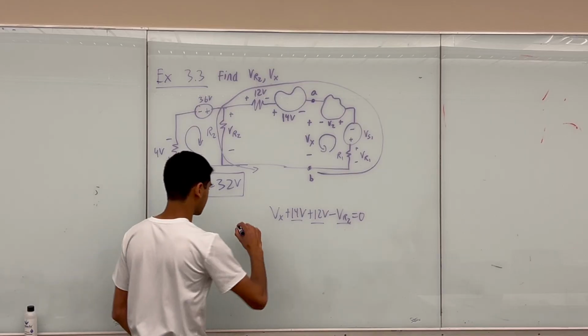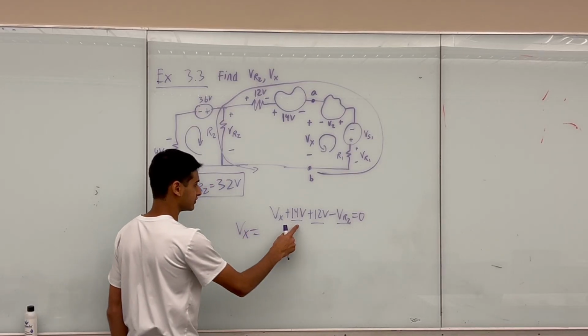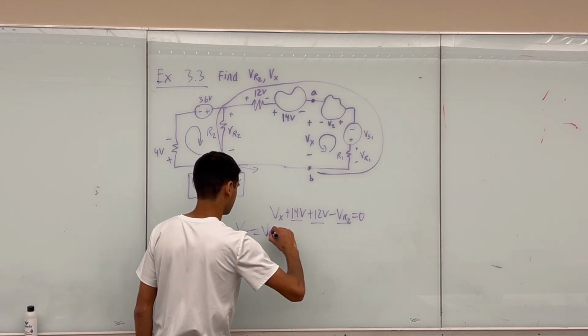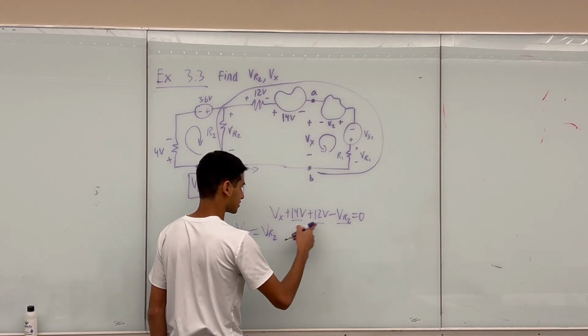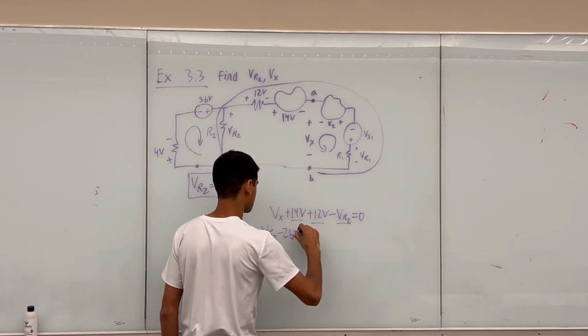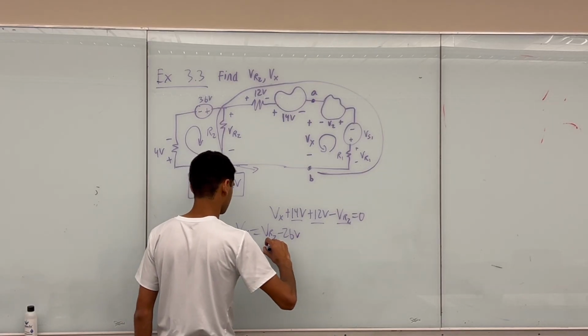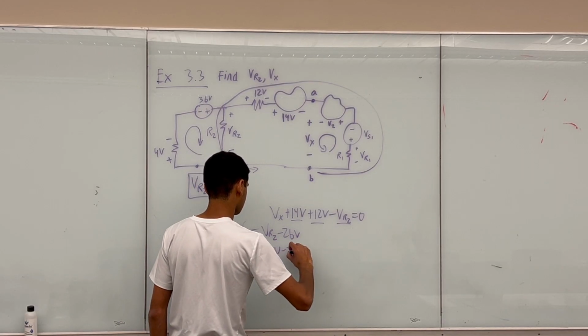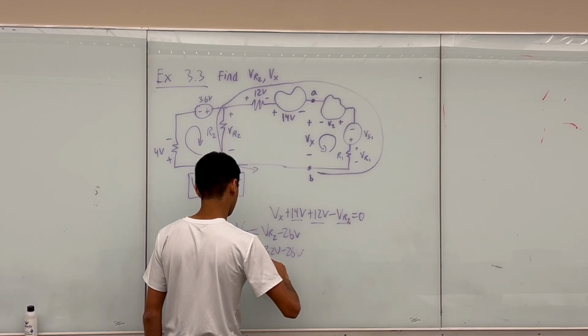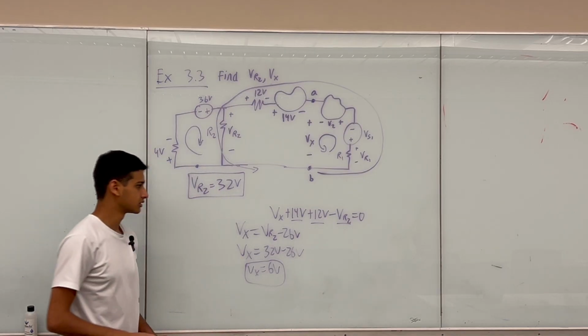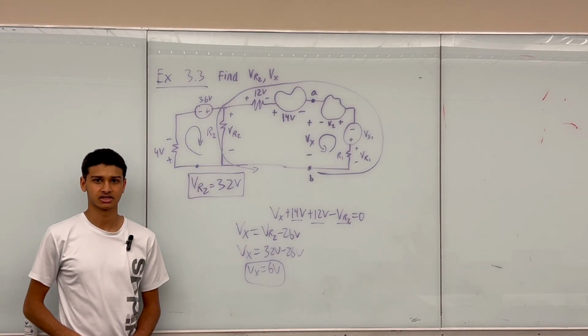So if I solve for Vx, I get that Vx is equal to VR2 minus 26 volts. Just adding 14 and 12. So that would mean Vx equals 32 volts minus 26 volts. So Vx equals 6 volts. So that's the same answer that's listed in the textbook.